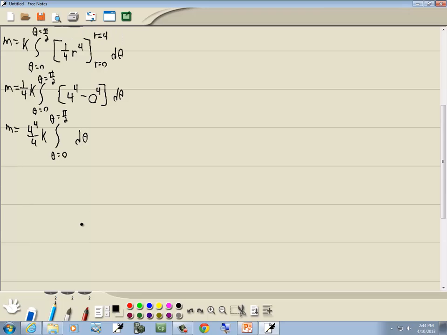Now there's an invisible 1 left in there, so when I take the integral of it, it's just theta. And we said that the integral of that is theta, from theta is equal to 0 to theta is equal to pi over 2, times k. Now we'll plug this in for theta. So pi over 2 minus, and plug 0 in for theta, which gives us the final result. And that's our mass.